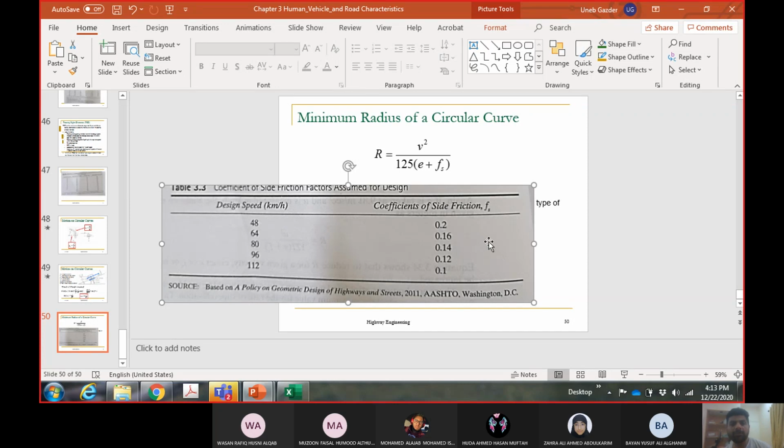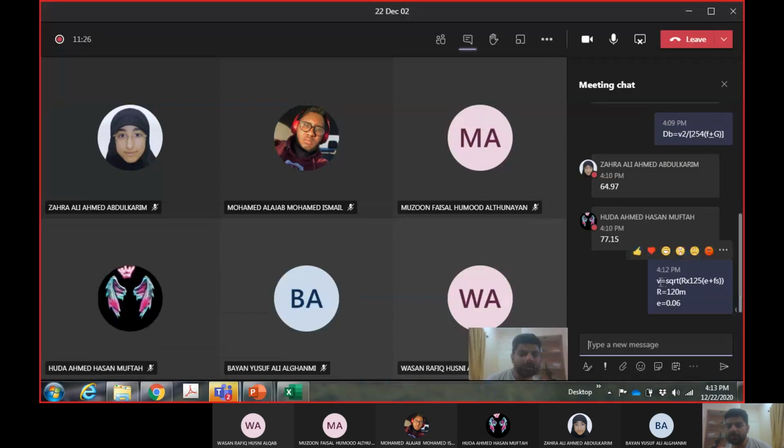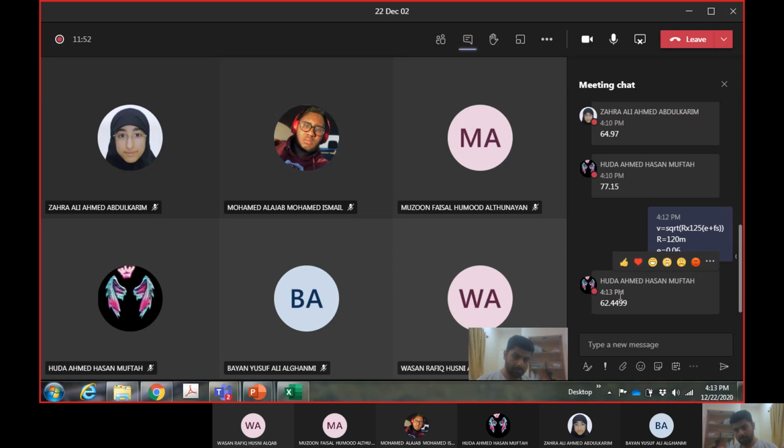So put the value of Fs in the equation which I have just shared with you. In this equation, put the value of Fs as 0.2 and give me the velocity, how much velocity you are getting. 62.45.